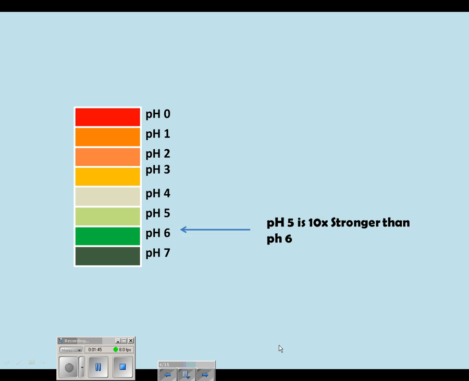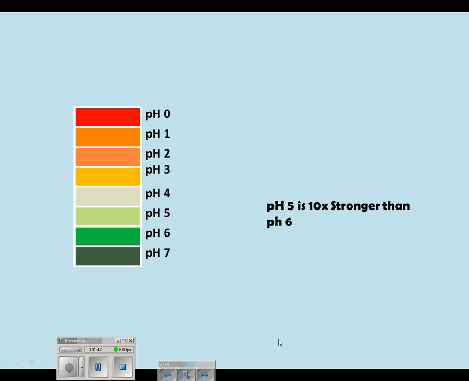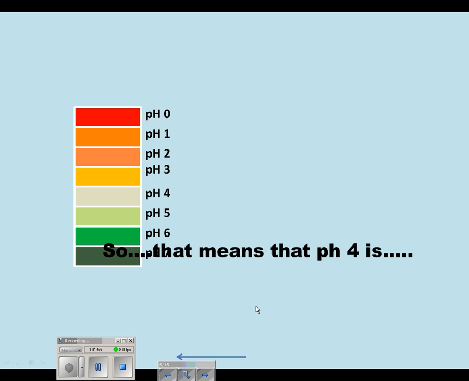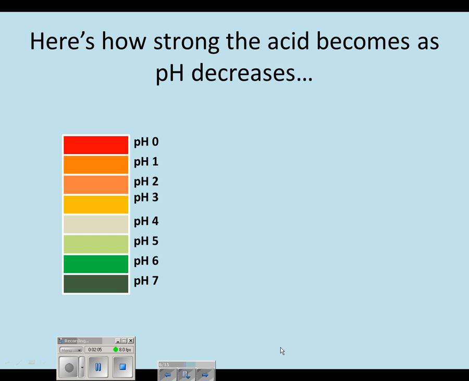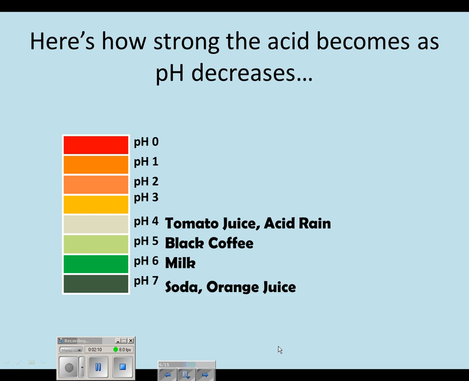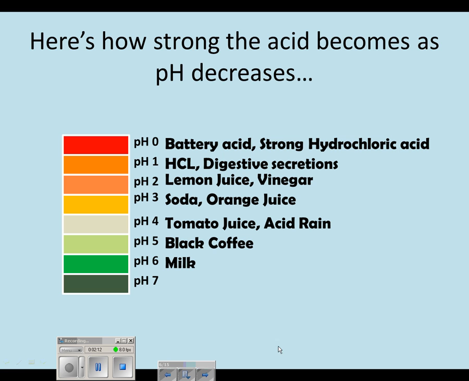So if we have pH 5, it's going to actually be 10 times stronger than pH 6, because remember, we get stronger as we go lower on the scale. So that means that pH 4 then is going to be 10 times stronger than pH 5. So here's how strong the acid becomes as pH decreases. Here's some examples of pH of substances that we know.